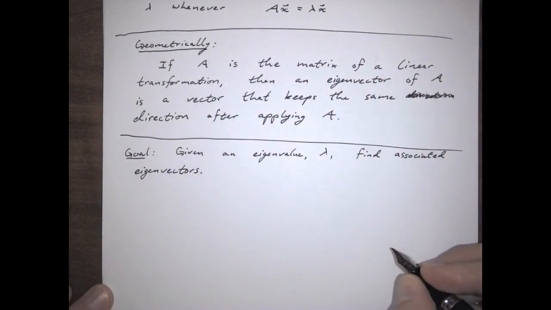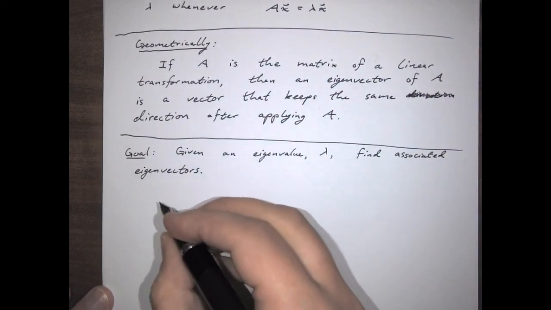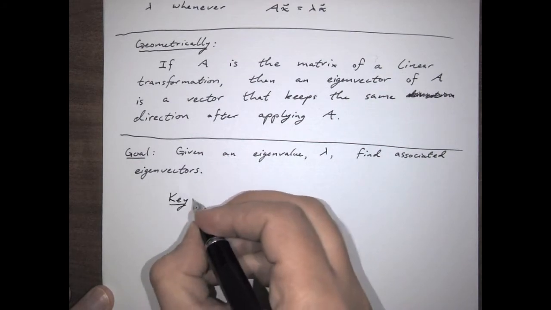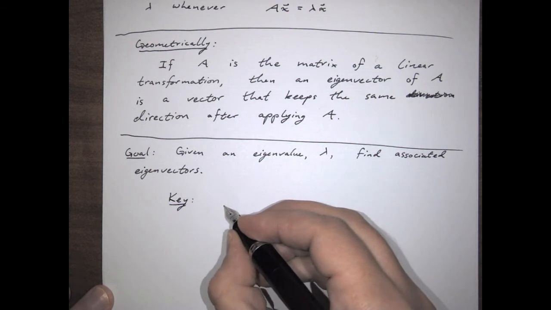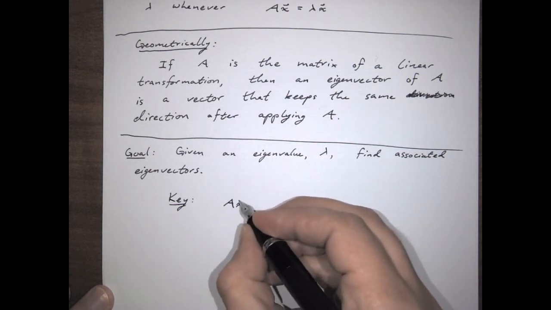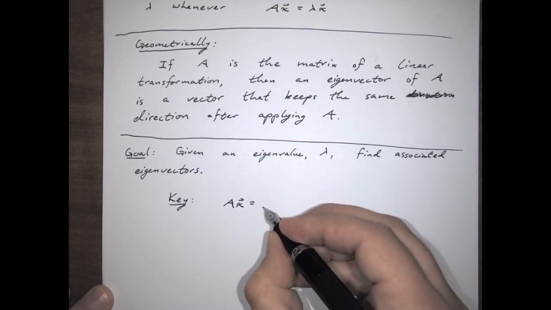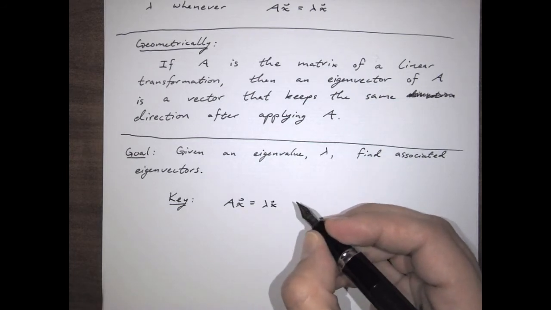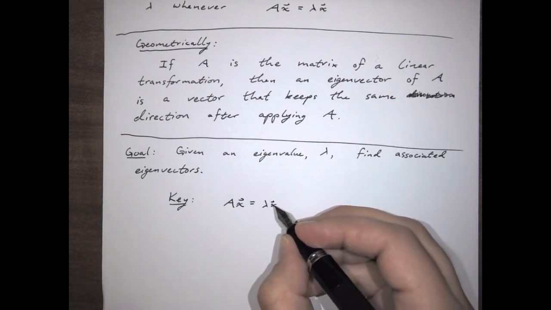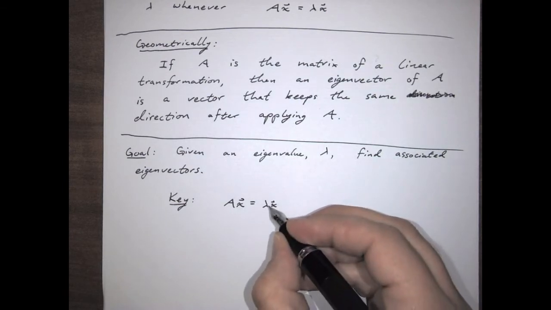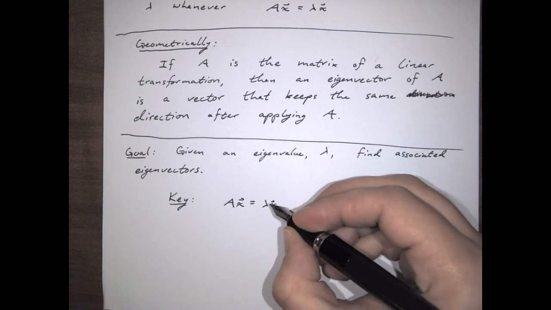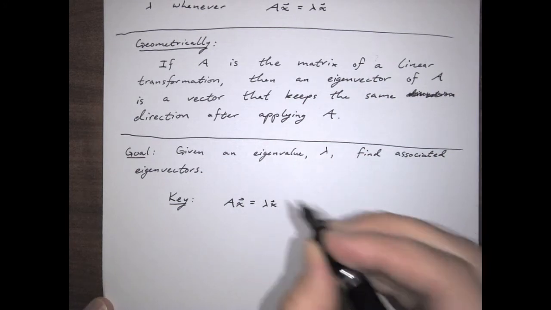Okay, so let's think about this. So here's the key. Taking the equation Ax equals lambda x, what we are going to be looking at is basically seeing if we can solve this for x. So we're supposing here that we know lambda, and we want to solve this for x.